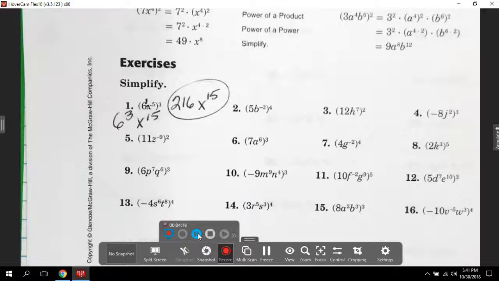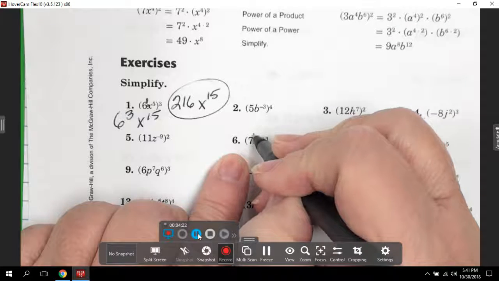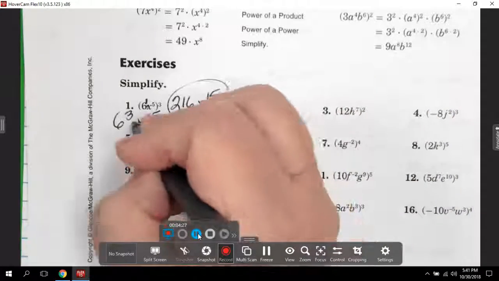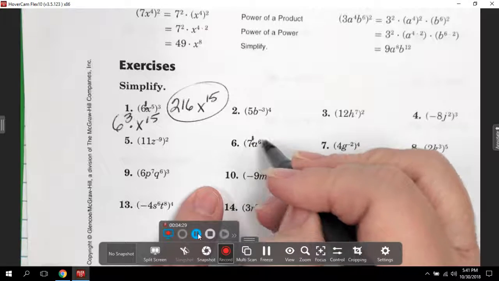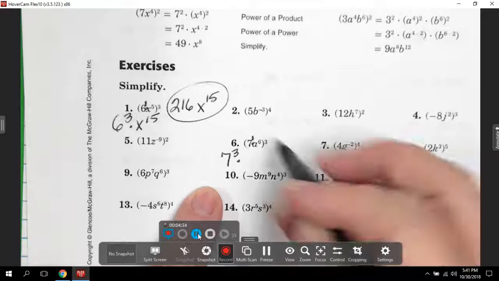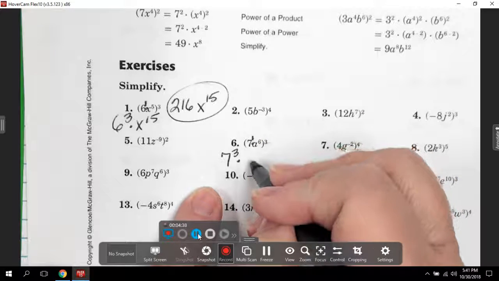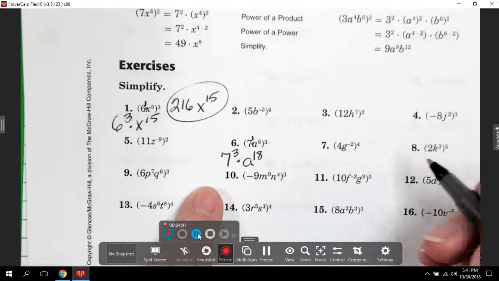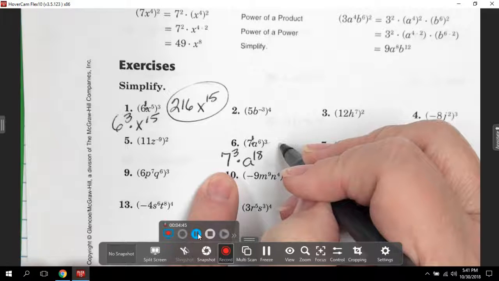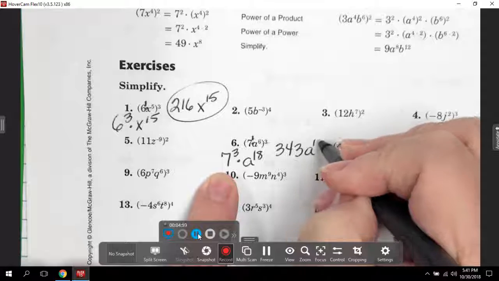Let's try another problem. Let's go with number 6. 7 has the exponent of 1. There's a multiplication sign in between. 7 to the 1st raised to the 3rd is 7 to the 3rd, times a to the 6th raised to the 3rd. We're going to multiply those exponents, and we get a to the 18th. We're going to multiply out 7 to the 3rd power, and that's going to be 343 a to the 18th power.